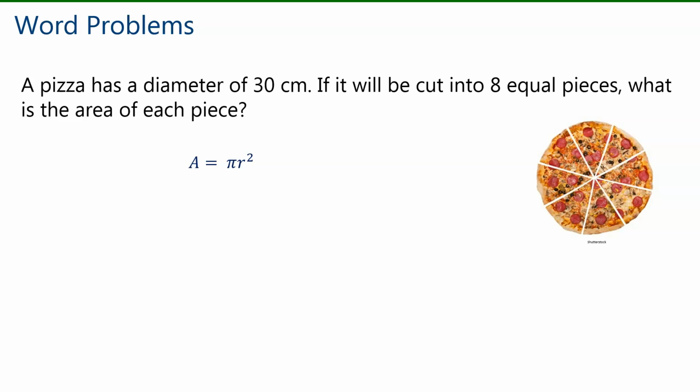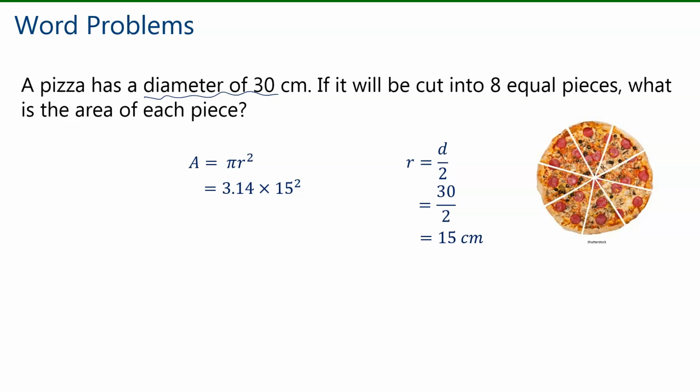Now I see that we're not given the radius, we're given the diameter. So let's start by figuring out what the radius is. The radius is half the diameter, so half of 30 gives me 15 centimeters as the radius. So now I'll plug that into the formula. I'll have 3.14 times 15 squared.